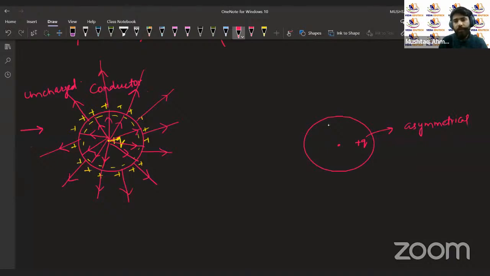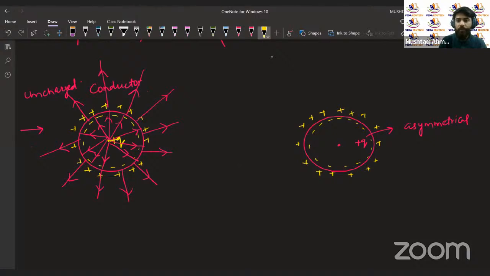Once again, it's going to induce negative charge on the inside surface. And there will be a positive charge on the outside surface of this conductor. So this will be the positive charge. And this is the charge Q here.